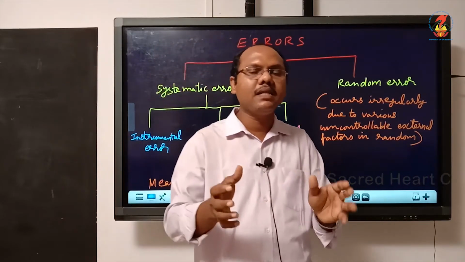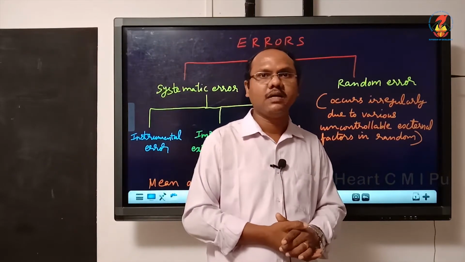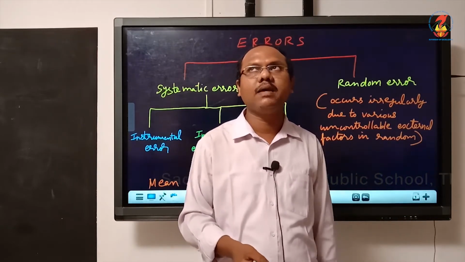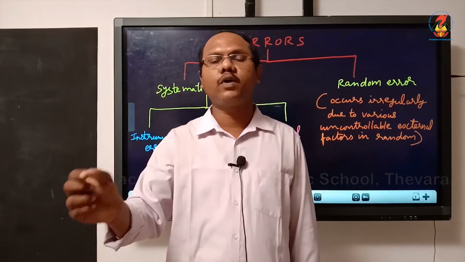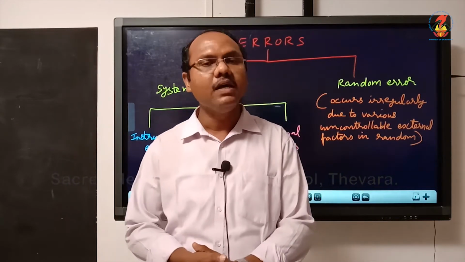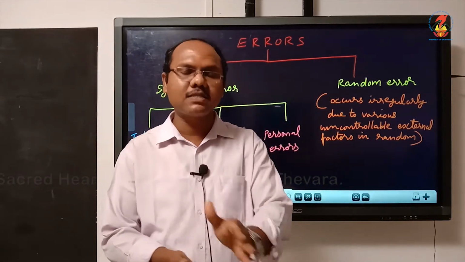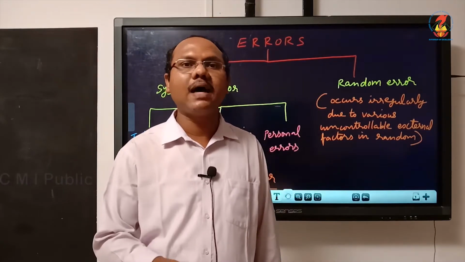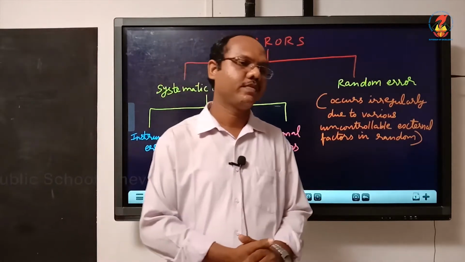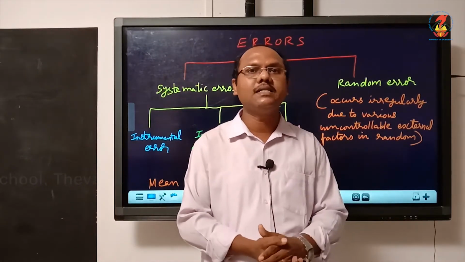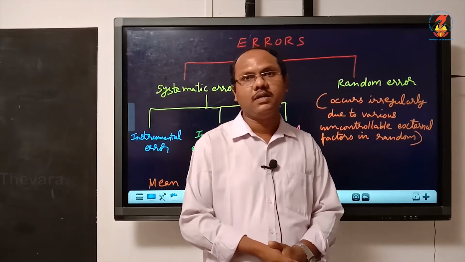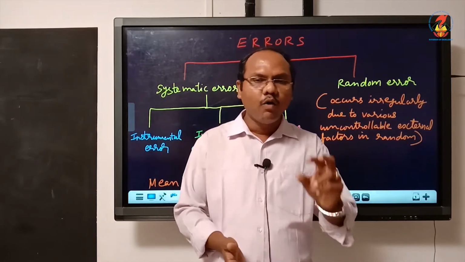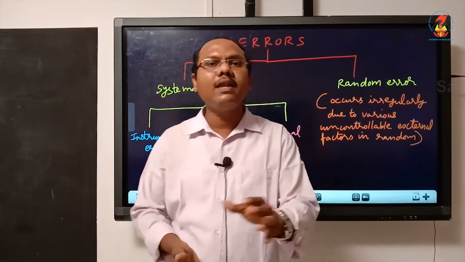I give the same meter scale to 5 students. One student may measure the value and tell me the value is 13.2 centimeter. The second person will take the same scale and the same book and he will say the value is 13.3. Another student may say 13.1. Some student may say 13.4 and so on. Different people will get a different answer.